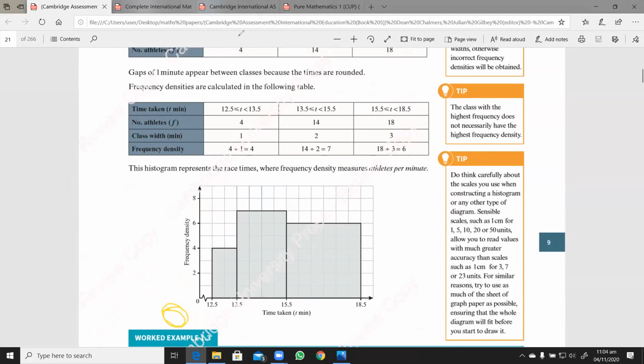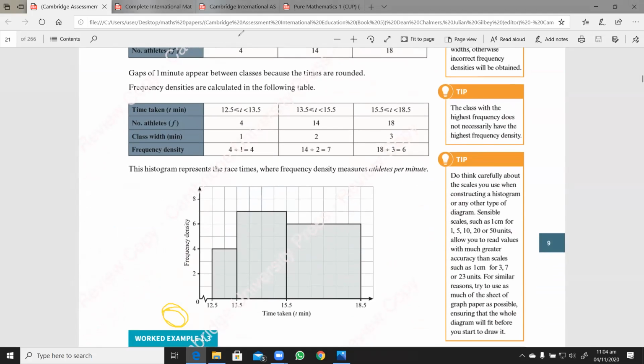Now look at this data here. You have 12.5 to 13.5. You have all these class limits here, and you have been given the frequencies. Whenever you are required to draw a histogram, you are bound to show all this table over here. There are marks for this.